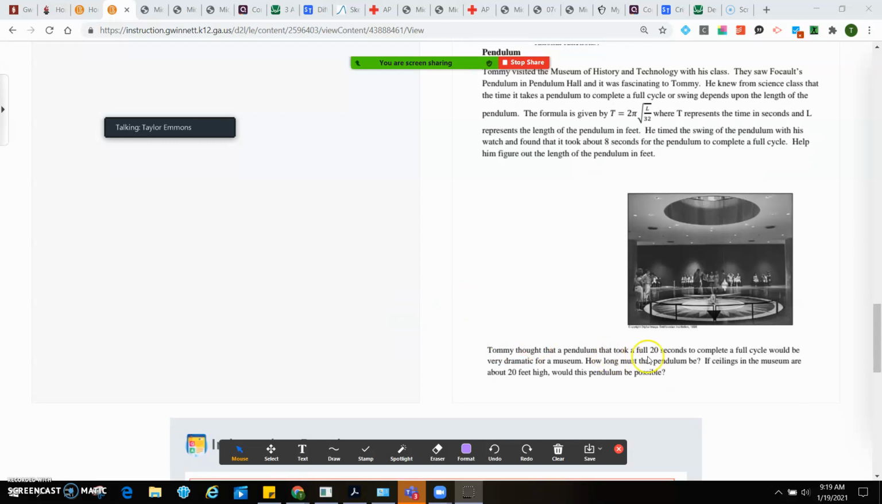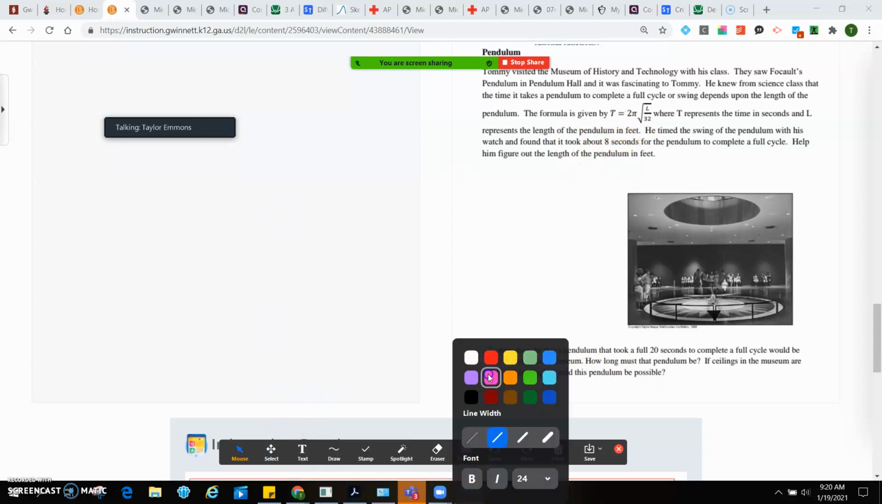So Tommy thought that the pendulum took a full 20 seconds to complete a full cycle. It would be very dramatic for a museum. How long must that pendulum be? If the ceilings in the museum are about 20 feet high, would this pendulum be possible? Okay, so really quick, let's start here, because these are two different type questions.